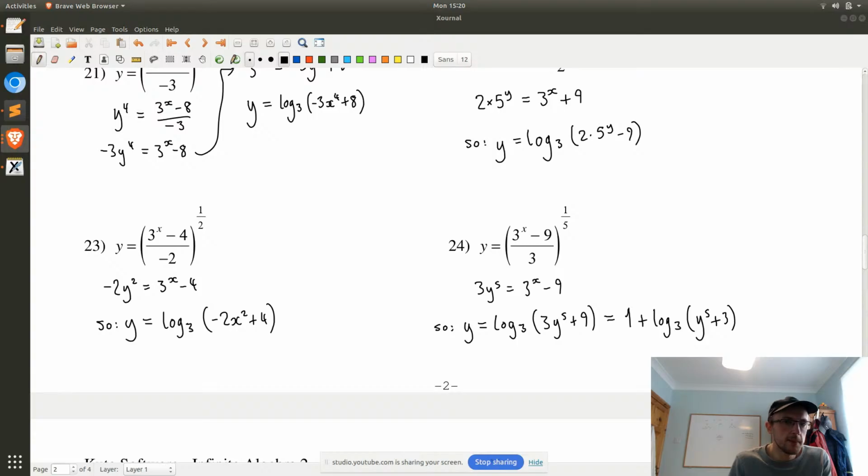21. Correct. 22. Didn't swap the variables right. 23. 24. Fine.